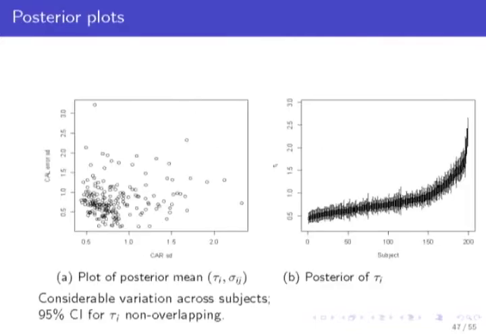Trying to plot the posterior mean of tau_i and sigma_ij. On the right panel, I'm plotting the posterior of tau_i for all the subjects with their credible intervals. So there is considerable variation across subjects, and you can see that the 95% credible intervals for tau_i for all the subjects are non-overlapping. So there is a wide variety of variation with respect to spatial variation from the figure in the right panel.